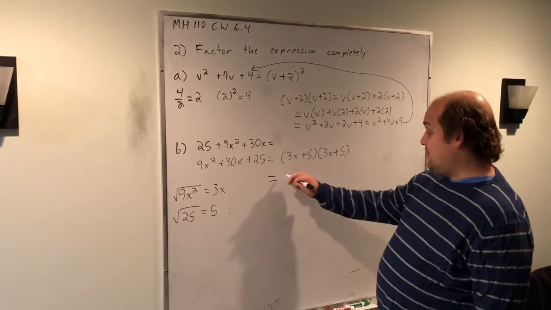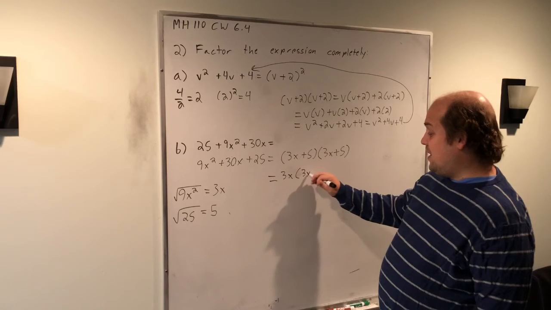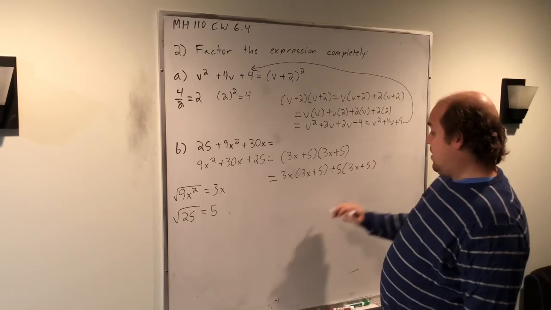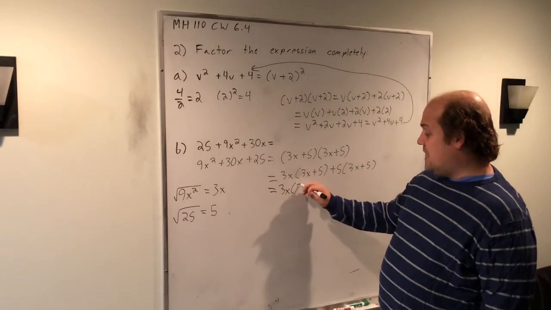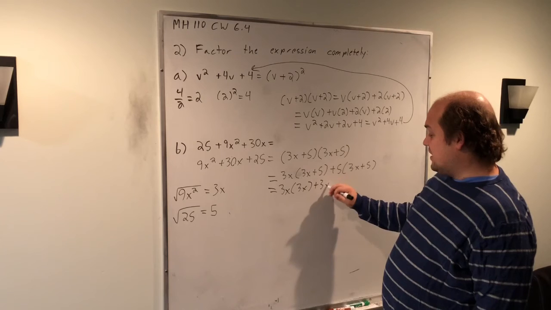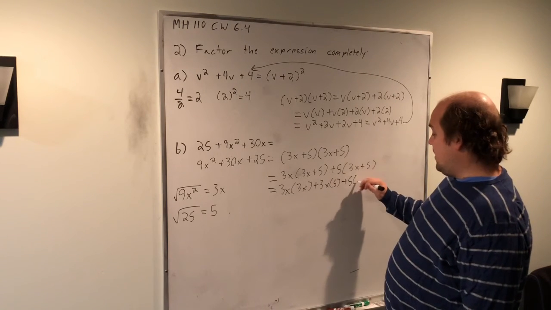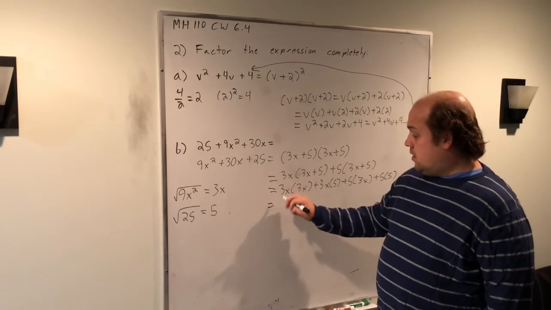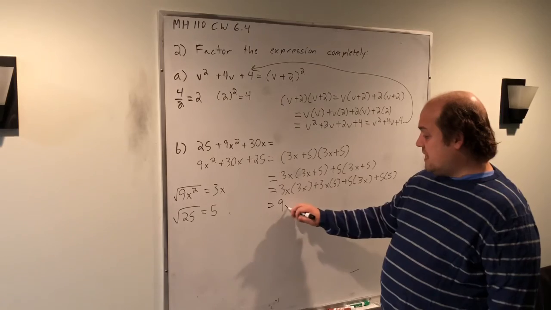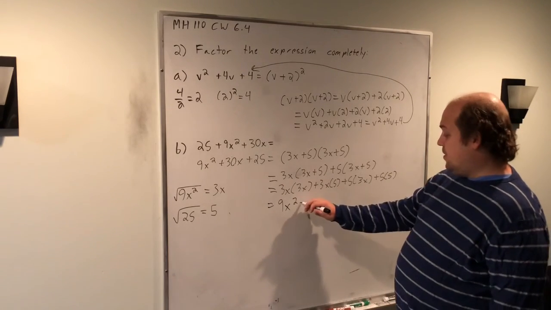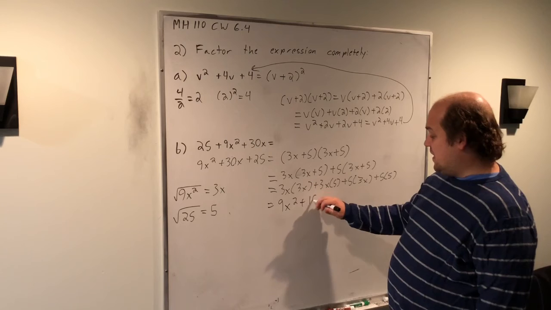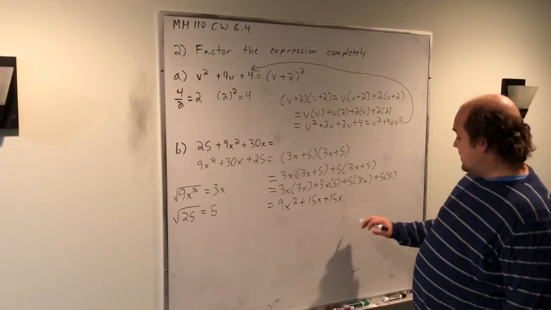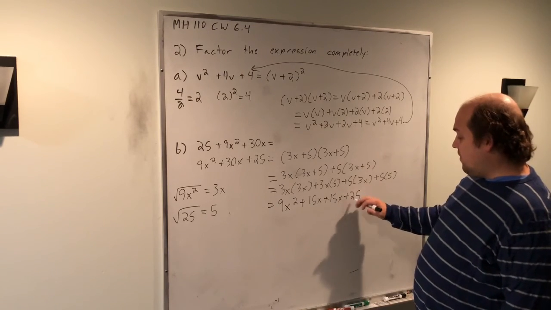To check that that's true, I can do out my math. I can say this is really double distribution, 3x times 3x plus 5 times 3x plus 5. I can continue and say this is really 3x times 3x plus 3x times 5 plus 5 times 3x plus 5 times 5. 3 times 3 gives me 9, x times x gives me x to the second power. Plus 3 times 5 gives me 15x. 5 times 3 also gives me 15x. And then 5 times 5 gives me 25.